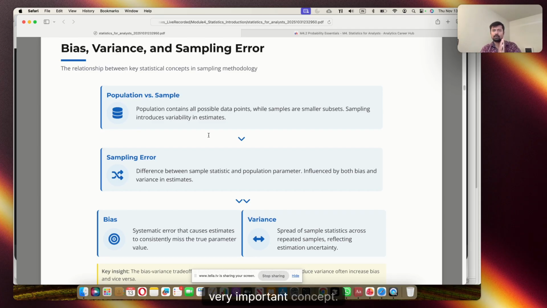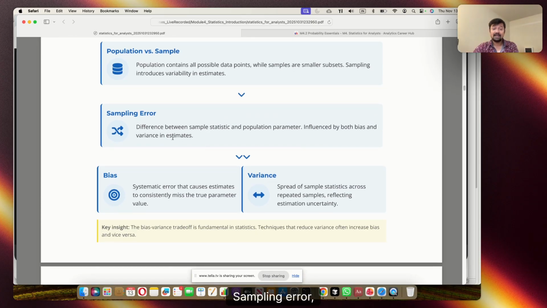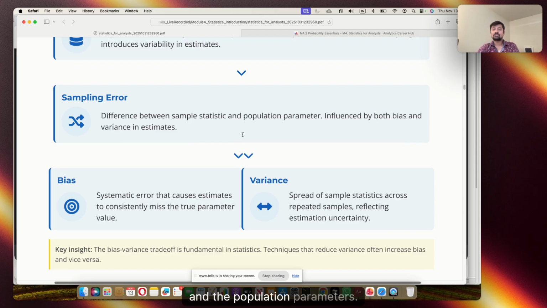So this is a very, very important concept. You need to learn about the population and the sample, and how carefully you should select the sample set to make any inferences or decisions for the entire population. Sampling error is the difference between the sample statistics and the population parameters. It can be influenced by both bias and variance in the estimates.